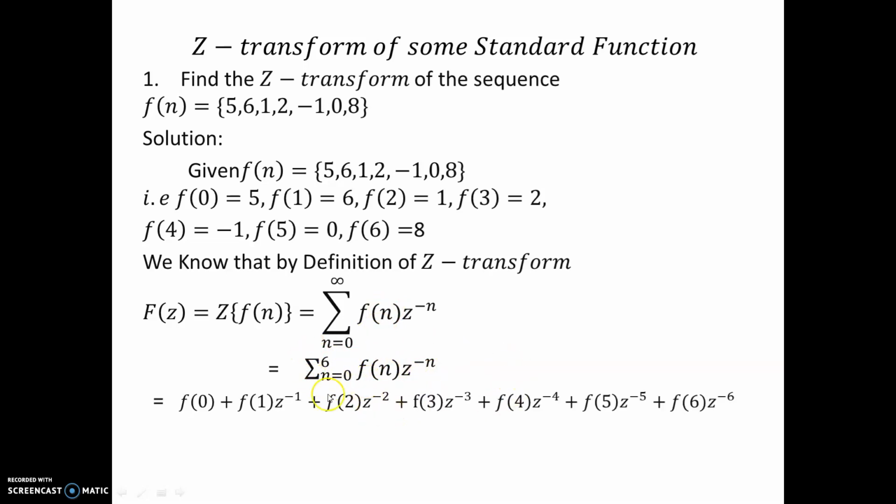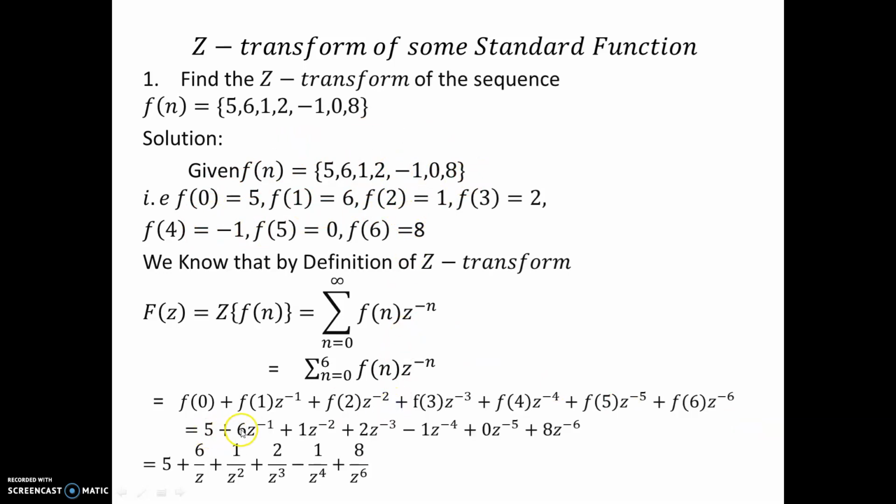Next, to expand the summation, put n equal to 0 to 6, we get f of 0 plus f of 1 z power minus 1 plus f of 2 z power minus 2, put n equal to 3, f of 3 z power minus 3 plus n equal to 4, f of 4 z power minus 4, etc. The last term, put n equal to 6, we get f of 6 z power minus 6. Substitute all the values for f of 0 to f of 6 in this term.